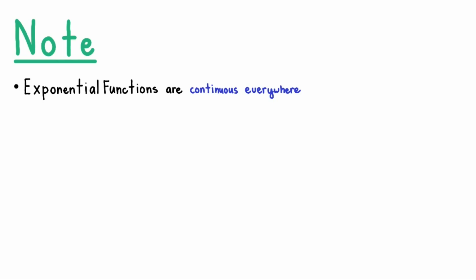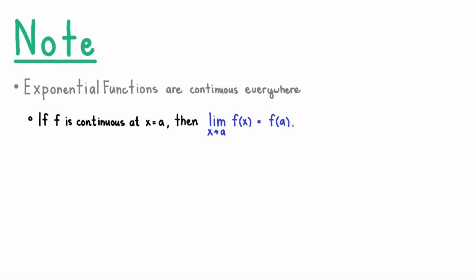Now, this is nice since we'll actually have two nice properties associated with this. So first, if f is continuous at a point A, then it follows by the definition of continuity at a point that the limit of f of x at that point is equal to the value of the function evaluated at that point.